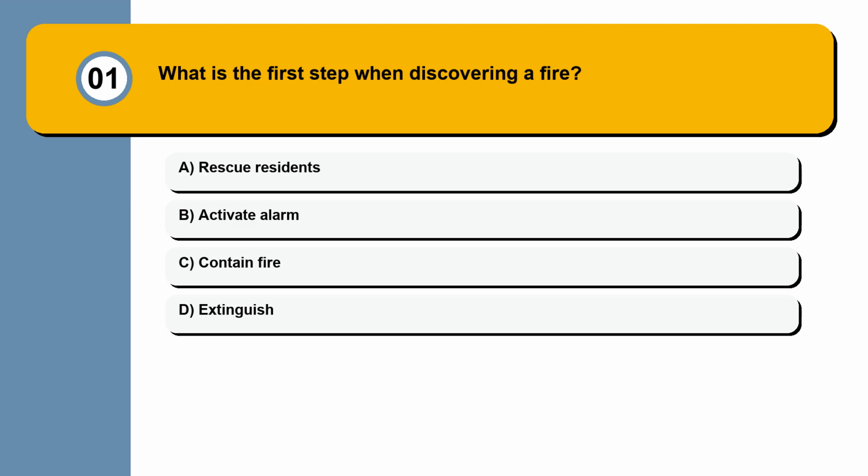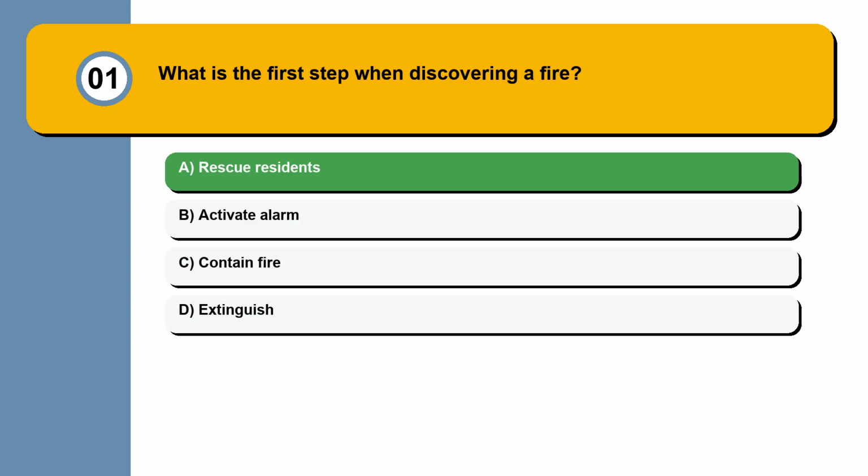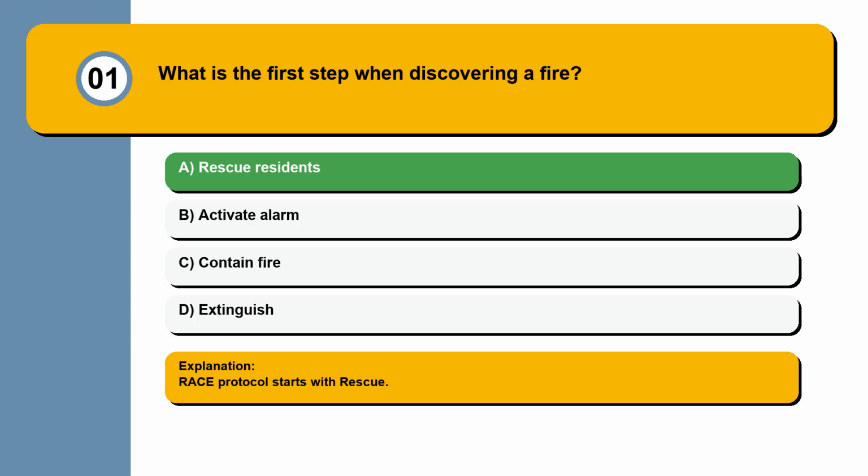Question 1. What is the first step when discovering a fire? Rescue residents. Activate alarm. Contain fire. Extinguish. RACE protocol starts with rescue.